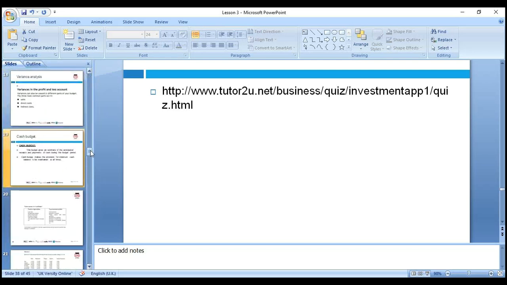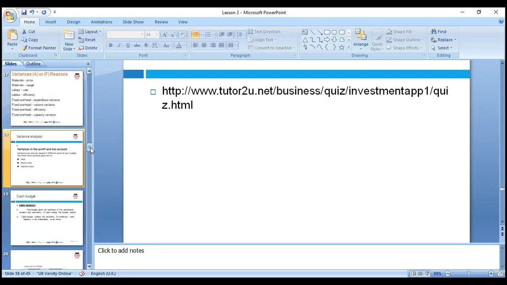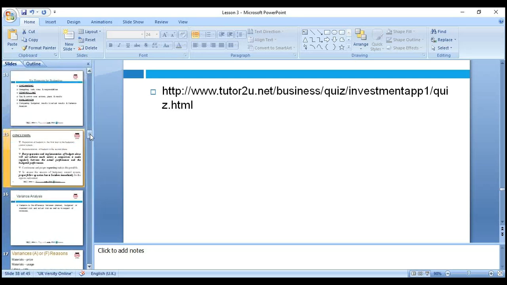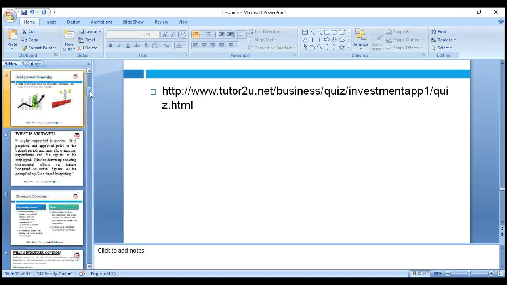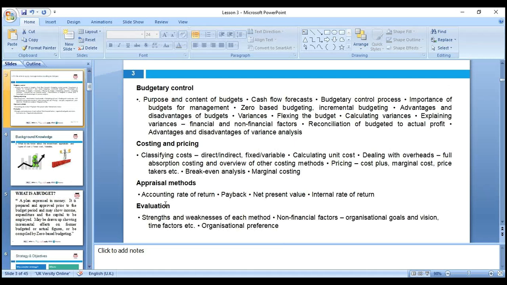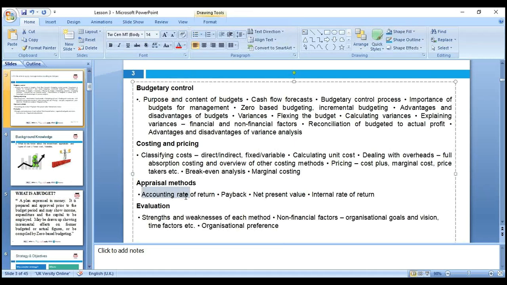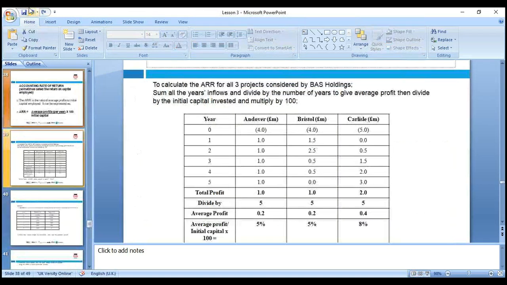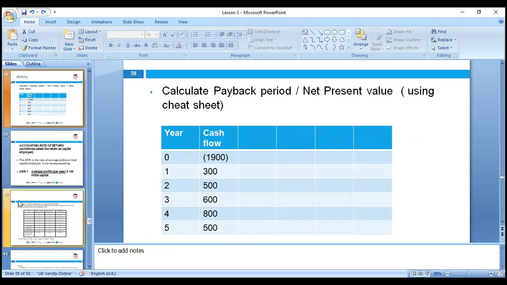Because according to our syllabus, we have investment appraisal methods. We discussed 2 methods today, okay? If I go through the contents, we have investment appraisal methods. Oh yes, we have ARR. Okay, now we have 4 methods, yes? Payback, NPV, IRR and ARR.